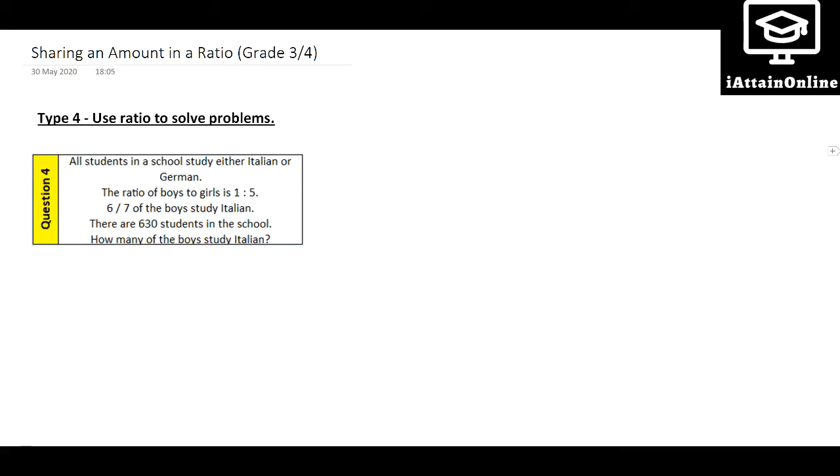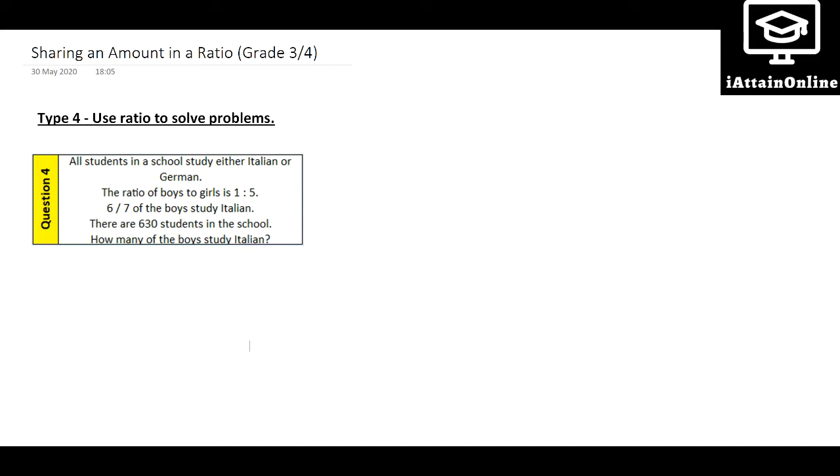Okay, last example. These ones are a little bit more wordy, and you'll remember I said it's a good idea to start bringing in being able to find fractions of amounts to be able to access these questions. So all students in a school study either Italian or German, and the ratio of boys to girls in the school is 1:5. 6/7 of the boys study Italian, and there are 630 students in the school. And we've been asked to find out how many of the boys study Italian.